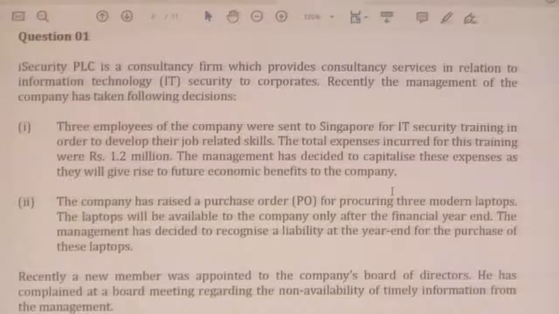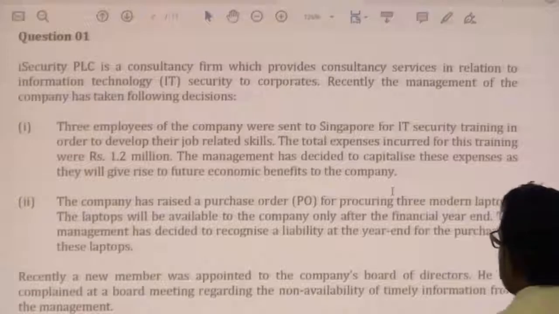What are the decisions? 3 employees of the company were sent to Singapore for IT security training in order to develop their job related skills. So 3 employees the company has sent to Singapore for a special training. The total expenses incurred for this training were rupees 1.2 million. So now you have to understand whether you can follow this accounting treatment. The management has decided to capitalize this expense as they will give rise to future economic benefits to the entity.